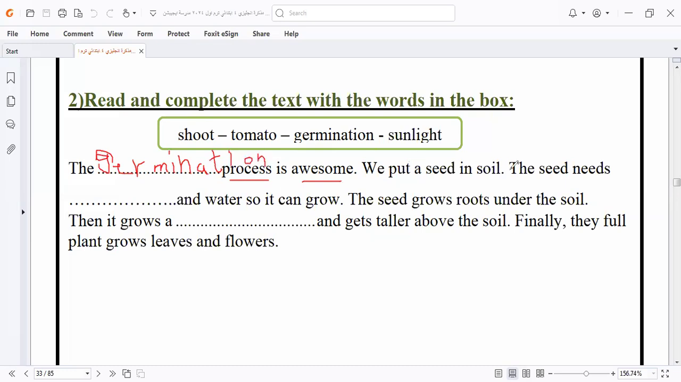We put a seed in soil. The seed needs what? It needs water so it can grow. Needs what? Needs sunlight. So the plant needs what? Needs sunlight and needs what? Needs water and sunlight. So I put here sunlight.